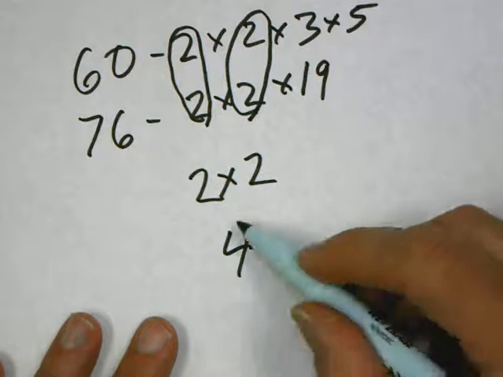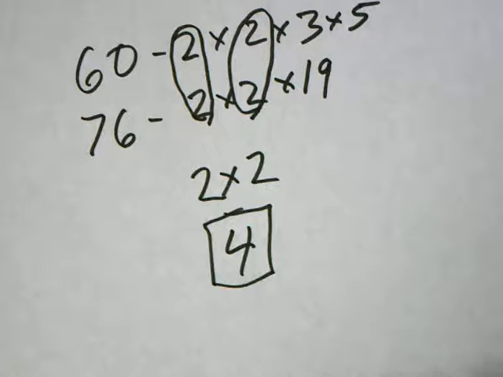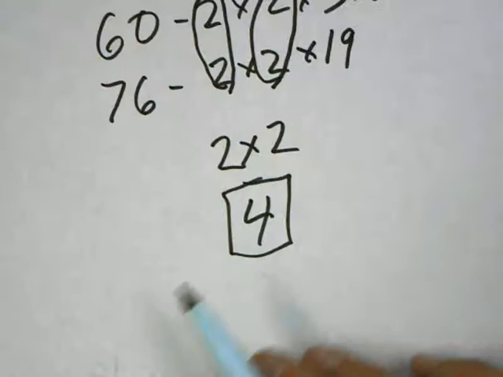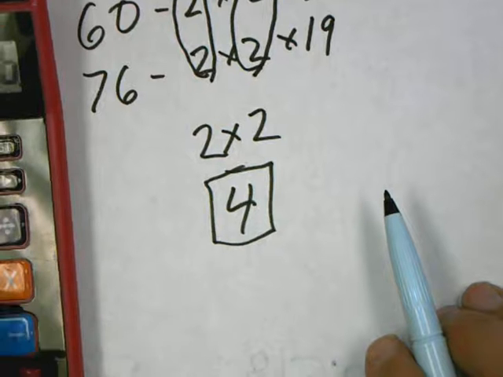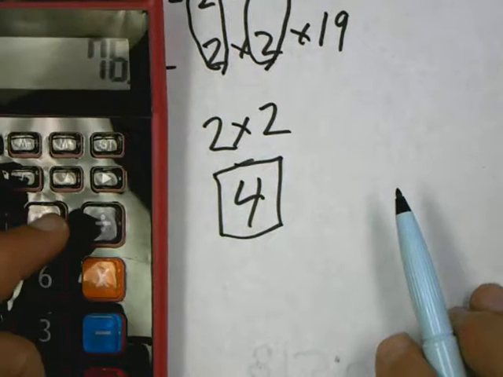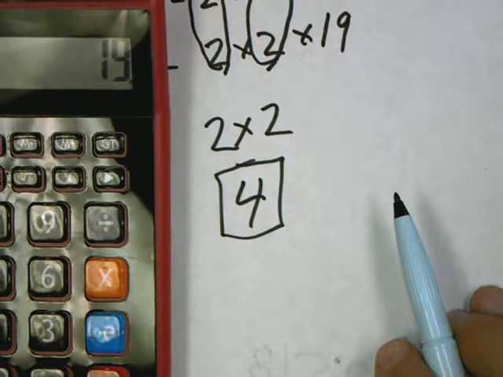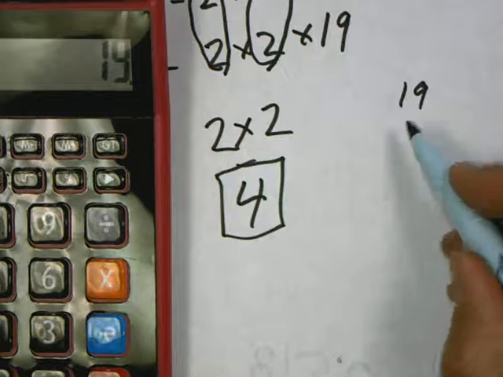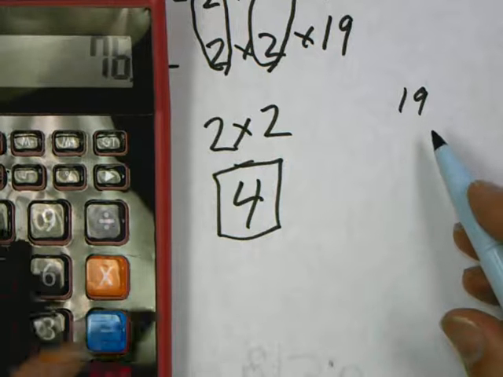And so that means the greatest number of bunches of flowers that can be made is 4, and that's one of my answers. But let's check it out. So 76 divided by groups of 4. Each bunch is going to have 19 daisies, because 19 times 4 gives me 76. Just keep checking and double checking.